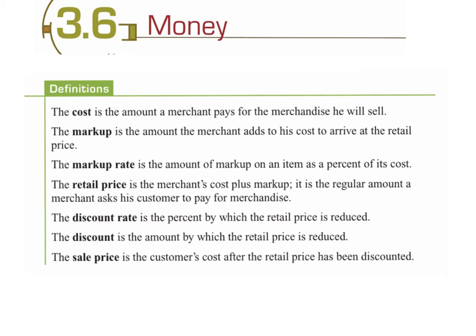And then sometimes they discount it. Now discount rate is the percent by which the retail price is reduced. So discount rate is based off of the retail, not off of his cost. The discount amount is the dollar amount of how much he's discounting it. And the sale price is the original retail minus the discount. So that's what the customer pays for it after the sale price.